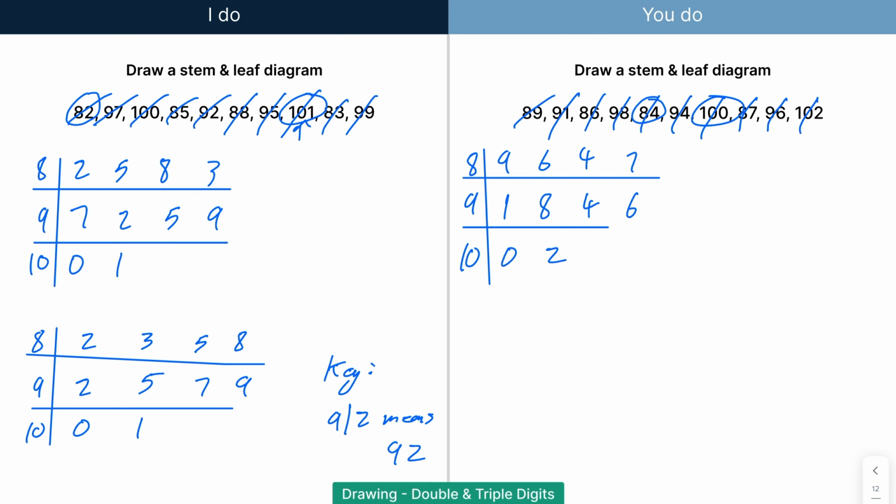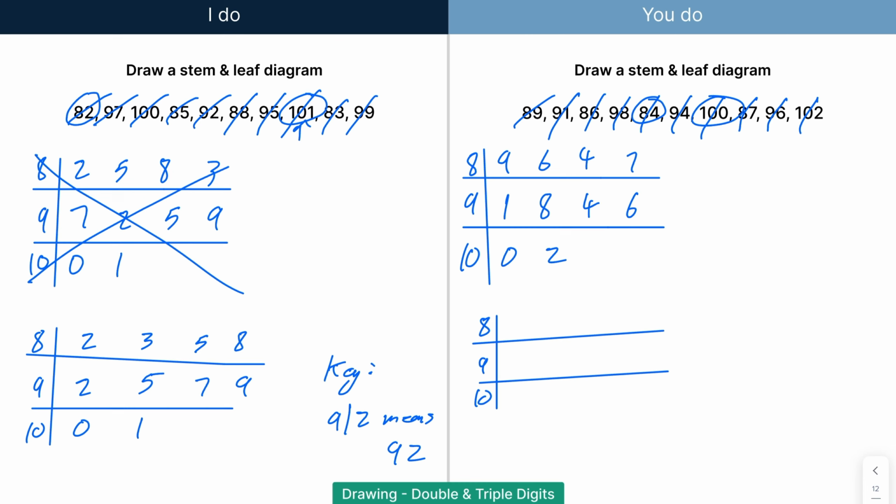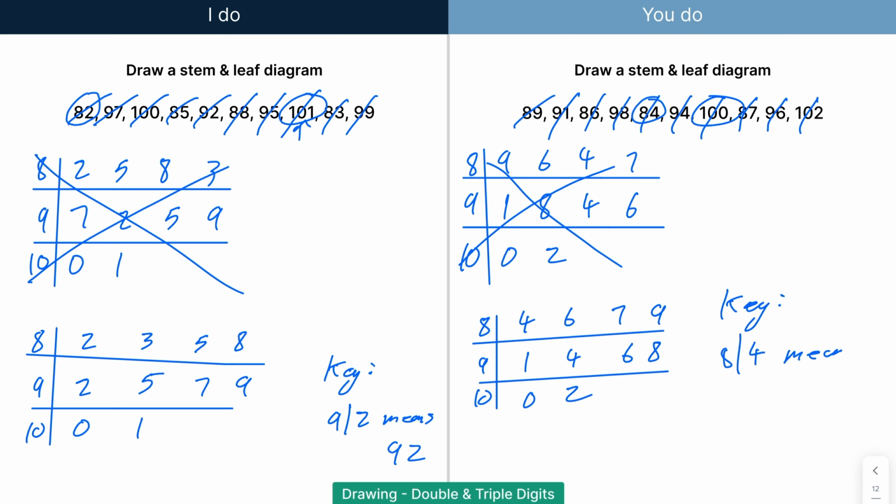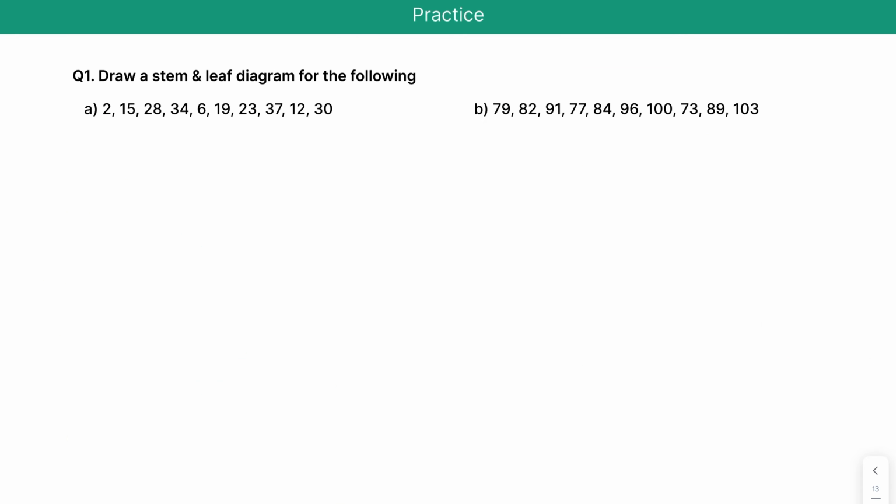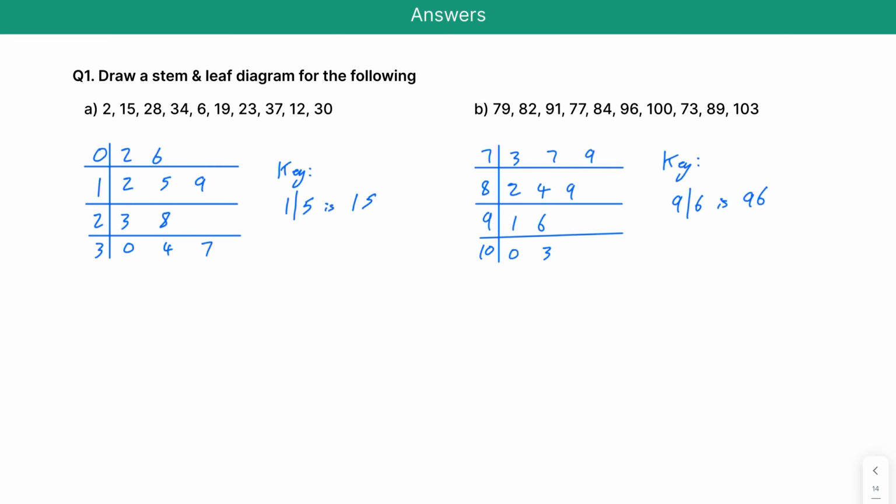And now we're just going to put these in order so that becomes here. And remember, just cross off your rough work. So 8, 9, 10, and that becomes 4, 6, 7, 9, 1, 4, 6, 8, and 0, 2. Cross this off, and remember to do the key. So the key would be 8, 4, means 80. And again, the key can be any of them numbers. So here's some practice questions. Press pause and have a go. Here are the answers. Mark your work.